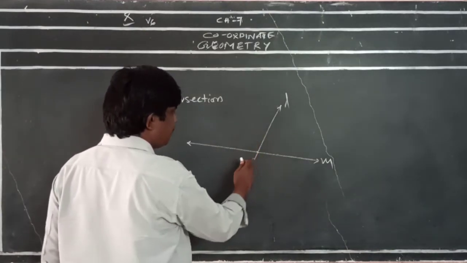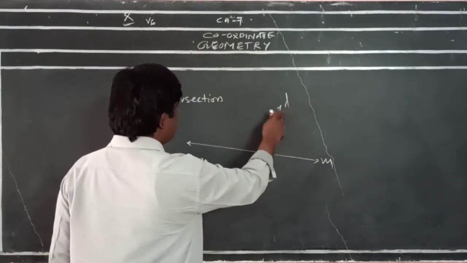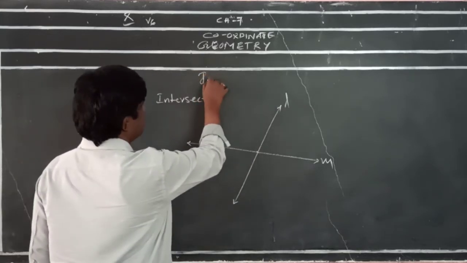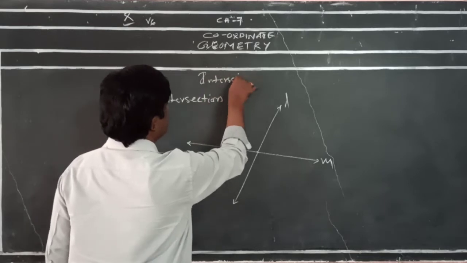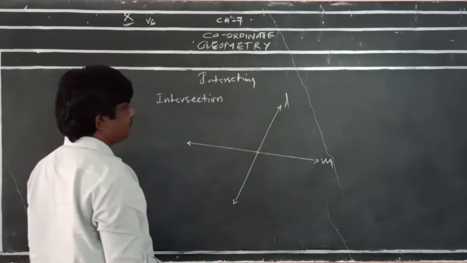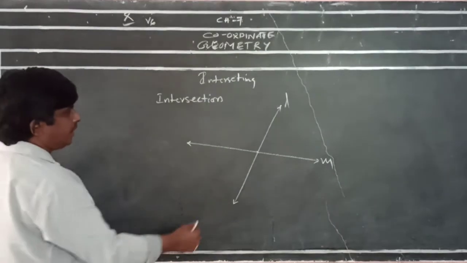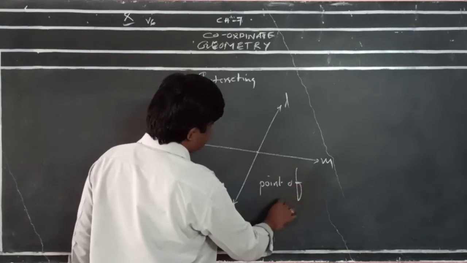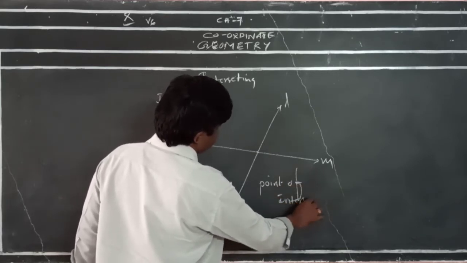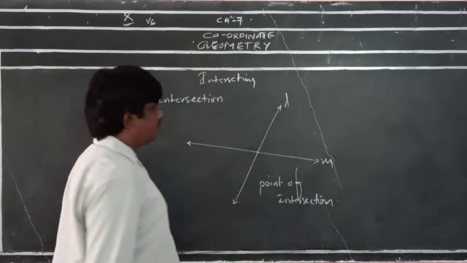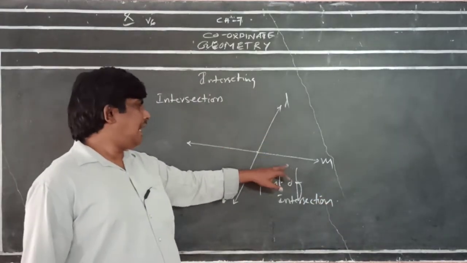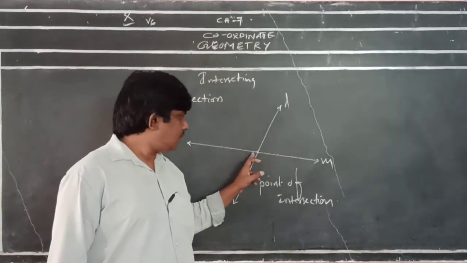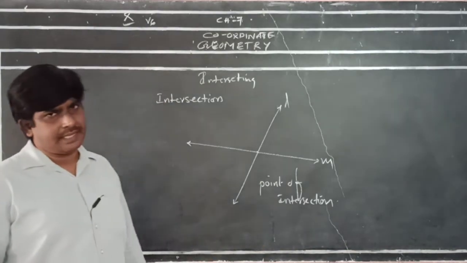Whenever two lines have a common point, the lines are called intersecting lines, or the lines are said to be intersecting. Then the common point is called the point of intersection. If two lines have a common point, then the lines are said to be intersecting lines, and the common point is said to be the point of intersection.